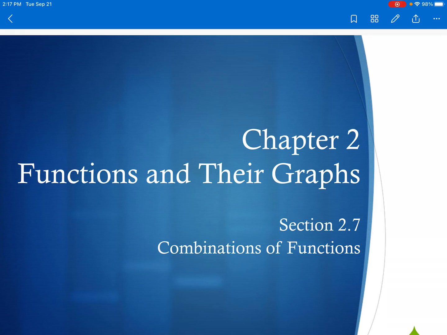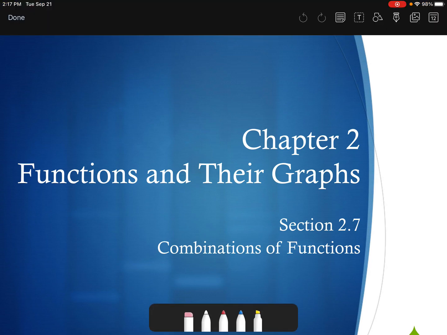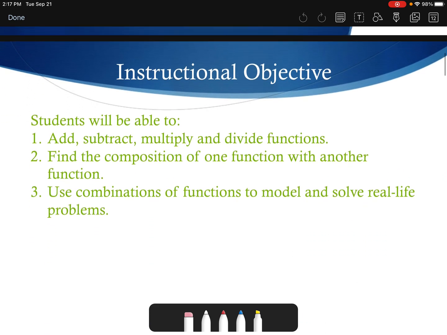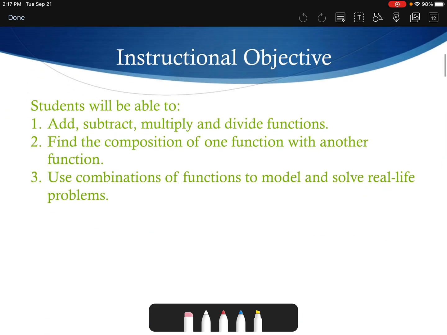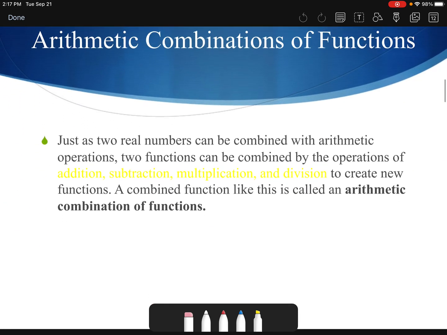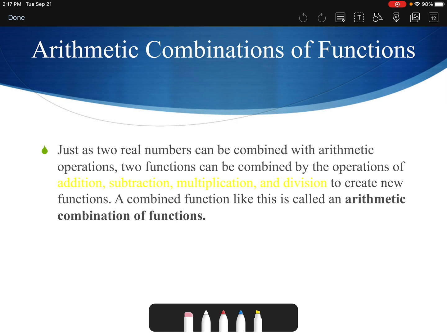Today's lesson is on combinations of functions as we're getting close to wrapping up Chapter 2, Functions and Their Graphs. So our objectives today are to add, subtract, multiply, and divide functions, then find composition of functions, and then use them to model and solve problems.